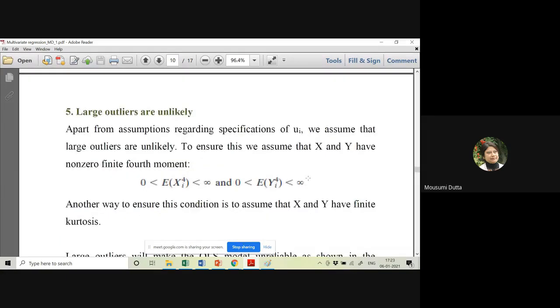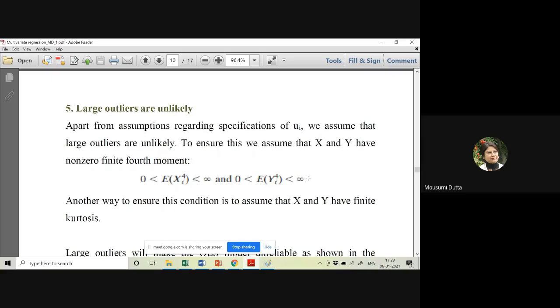The last assumption is large outliers are unlikely. This is the only assumption where we are not talking about the random error u_i. This assumption is not related to the random error term; it's a general assumption. Why are we going for this kind of general assumption?